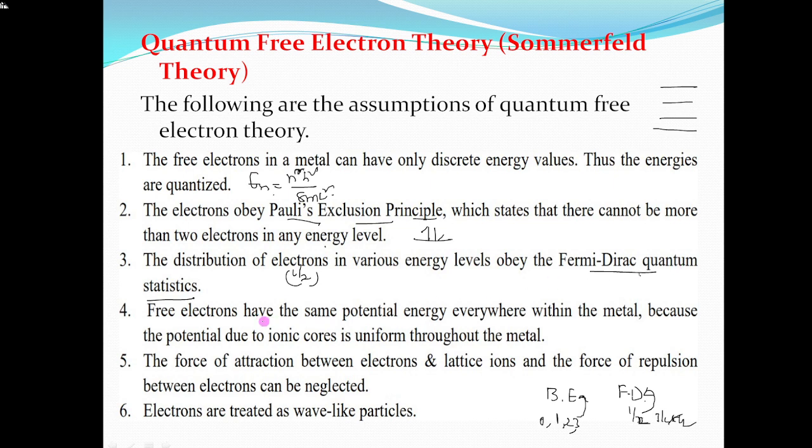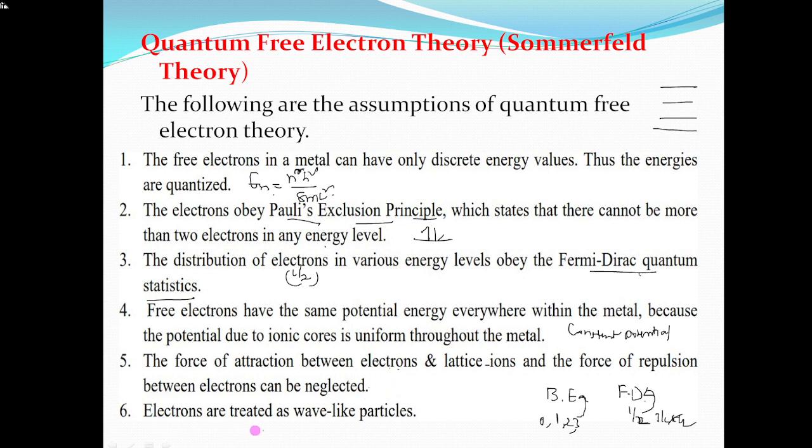Next, here potential energy means the free electrons will be moving in a constant potential. As usual, like classical mechanics, it will be moving in a constant potential. Next, when an electron is moving, it may collide with other electrons and it may collide with positive ions. So here electron-lattice ion and electron-electron collisions can be neglected.